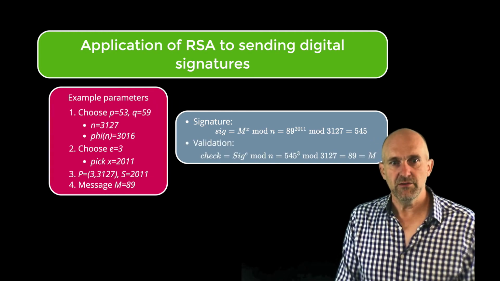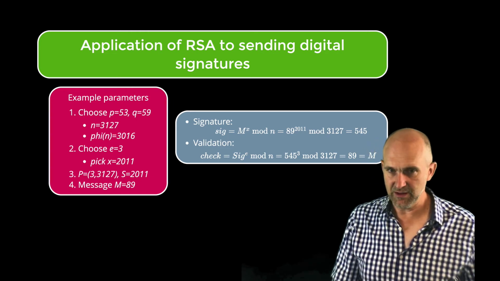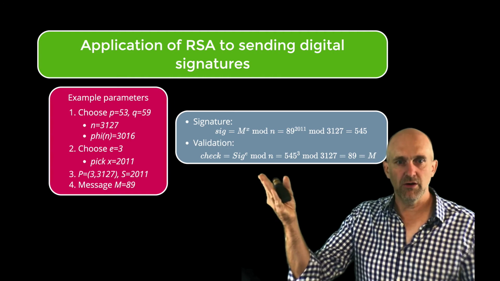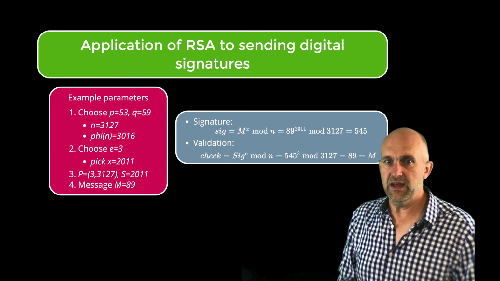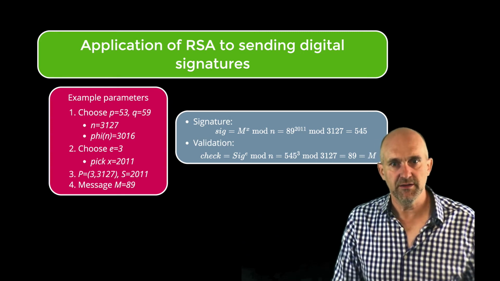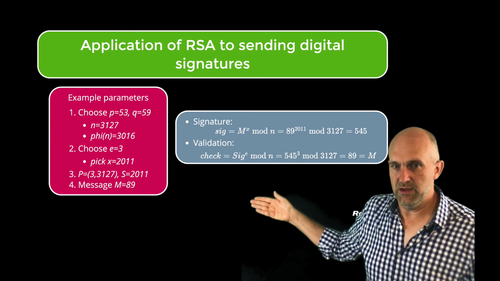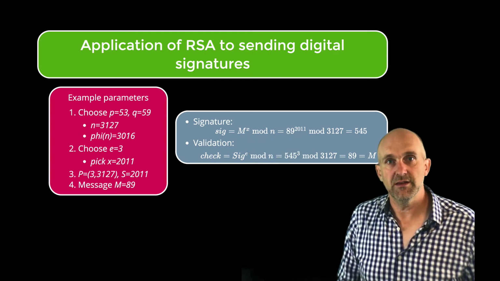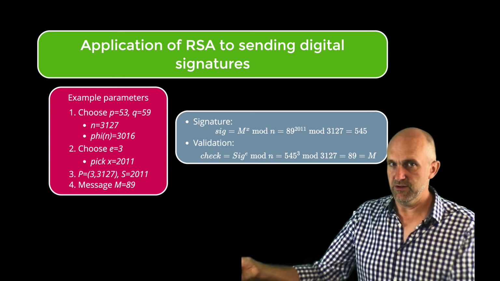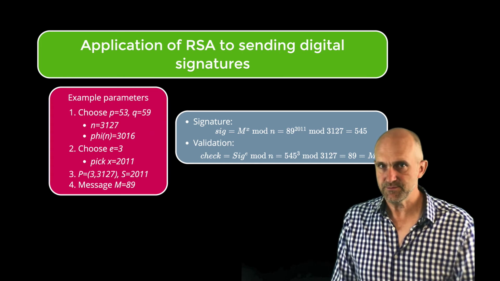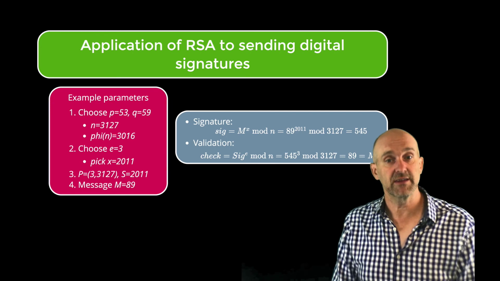Now somebody who receives the signature has to check whether the signature checks out. So what do they do? They take the signature, they take it to the power of the e number, the public key that you give them, which is 3, and then divide it by 3027 and look for the remainder. And what they see is that the remainder gives you 89, which was your original message. So in other words, the signature that you applied to this message checks out, in the sense that it is indeed you, who has the right private key, who has actually signed that message.